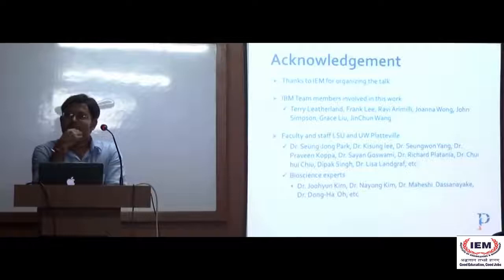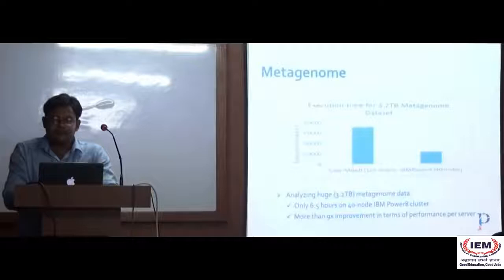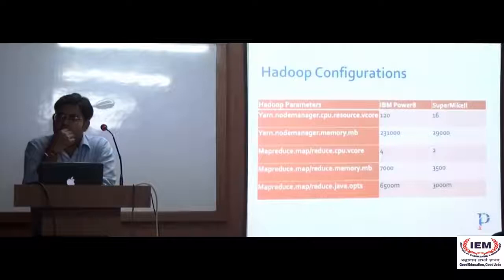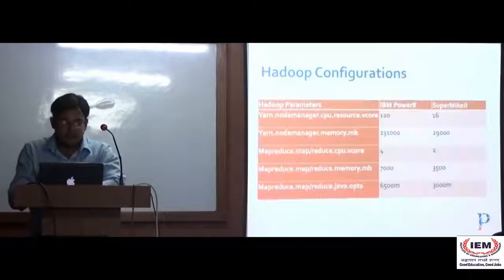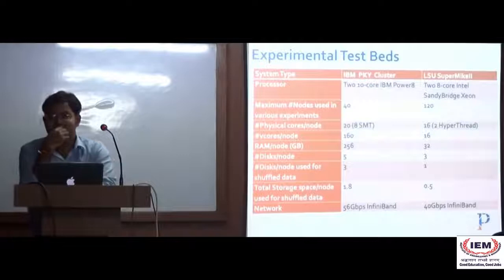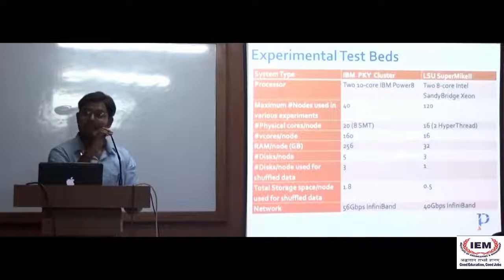So can you go back to the slide where you compared the IBM Power 8 with Intel Supermicro? You have compared it in terms of nodes and time consumed. Can you tell me how many basic transistors have been used in the two, and how long it has taken or how much power was consumed for the total computation? Well, that's a very good question actually, but unfortunately I do not have an answer for that right now.